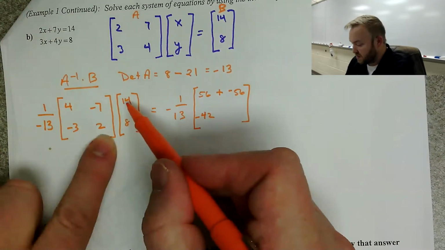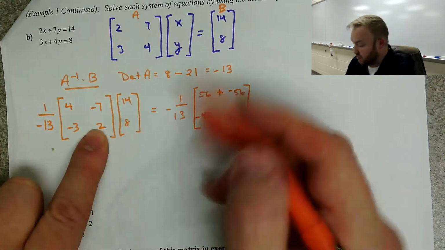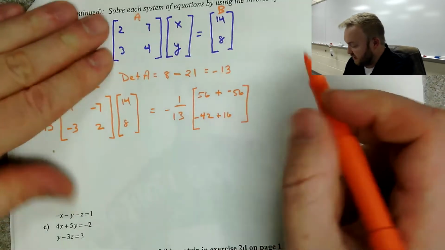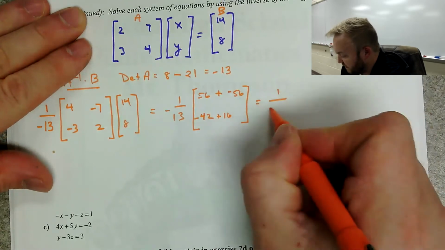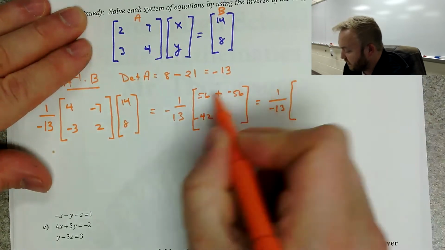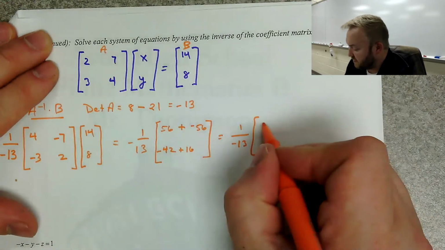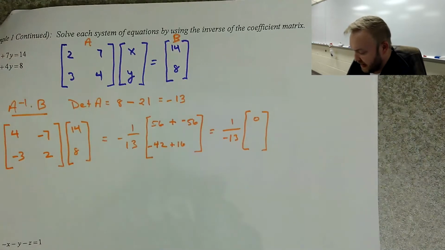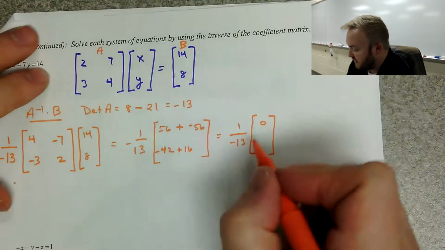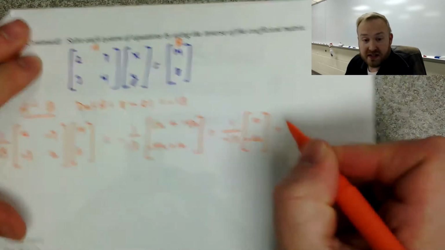And then I go across the row and down the column. 2 times 8 is 16. Still haven't done the 1 over -13 yet. Let's add these together. 56 plus -56 is 0. -42 plus 16 is -26.